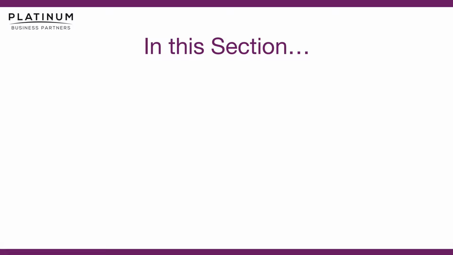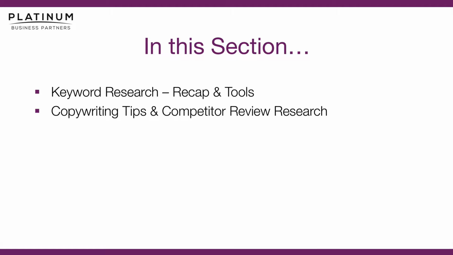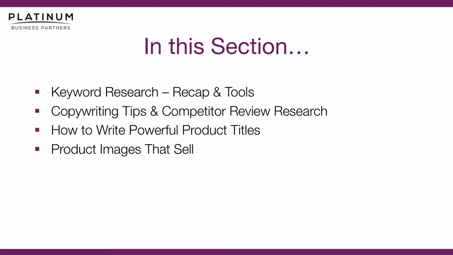So what are we going to go through over the next few videos? Well, we're going to be talking about keyword research. We're going to recap on what you want to do and a couple of tools that you can use. We're going to be talking about copywriting tips and competitor review research. We'll then move on to how to write a powerful product title. We're then going to look into images and how images can really help you sell. Then we're going to move on to writing big benefit bullet points and covering the difference between features and benefits.